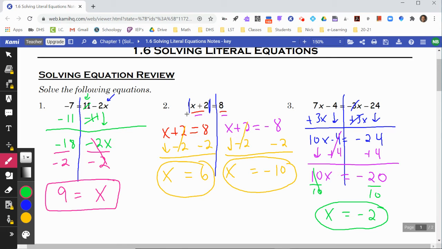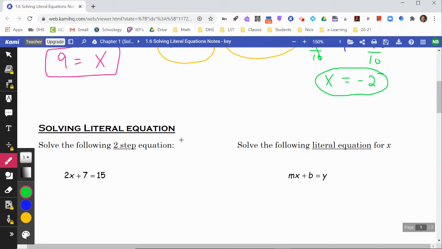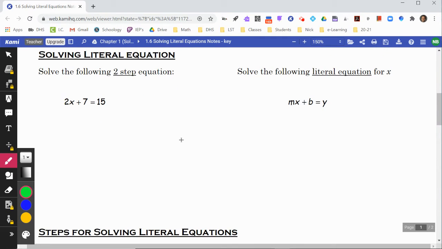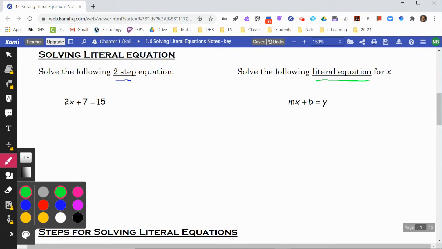So now we're going to use these same ideas, these same skills, these same concepts of getting a variable by itself for our new stuff, our new literal equations. We're going to take a look at these two equations at the same time. On the left, we have 2x plus 7 equals 15. This is a two-step equation. Now if we look at the right equation, this is what a literal equation looks like. It's a bunch of letters. It's mx plus b is equal to y.